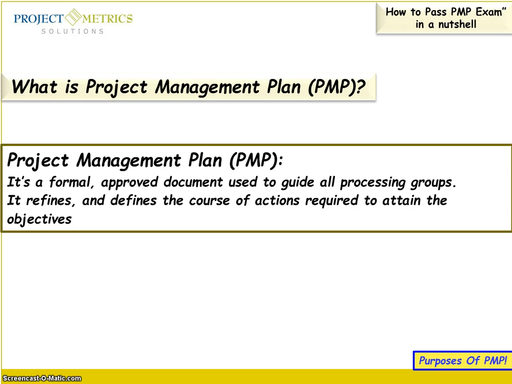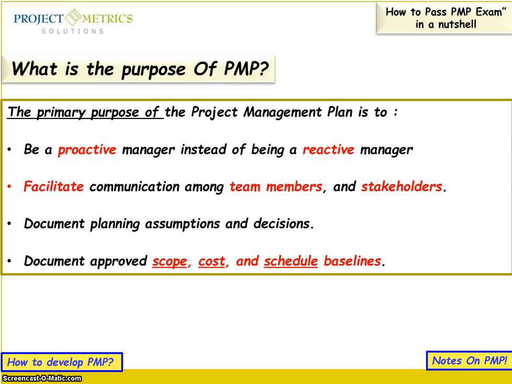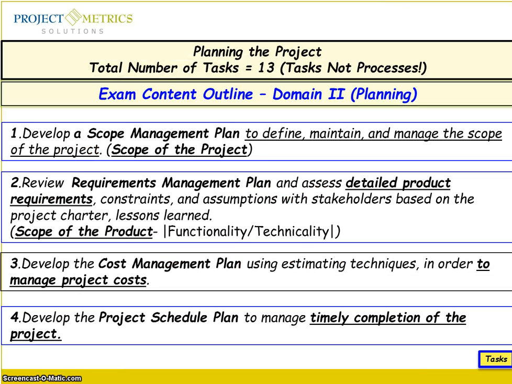It has to be a formal, cohesive, one-document plan, approved and used to guide all the process groups. It refines and defines the course of action required to attain the objectives. What is the purpose? It helps you to be a proactive manager instead of a reactive one. It facilitates communication among team members and stakeholders. The project management plan is used to document planning assumptions and decisions, and to document the approved scope, cost, and schedule baselines. So there are tasks I'd like you to look at.